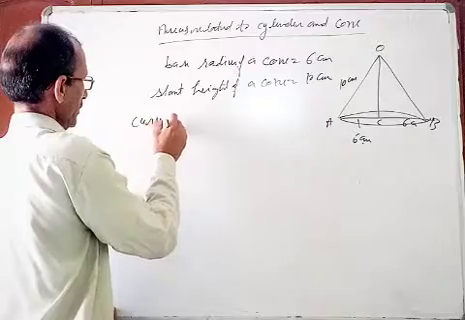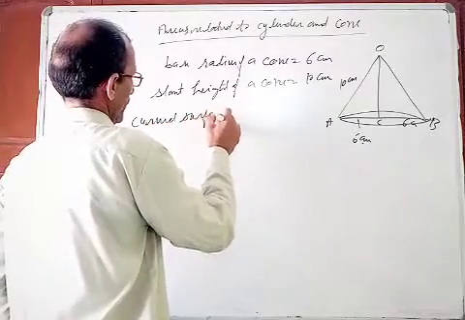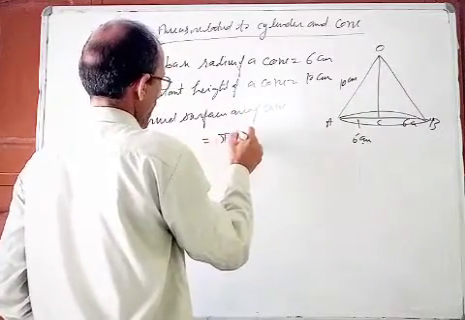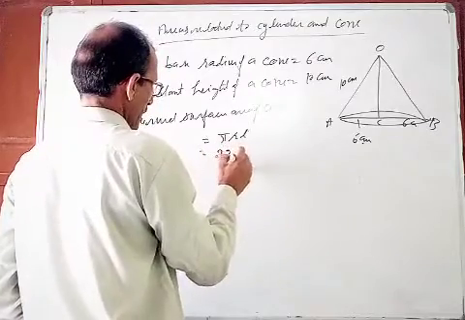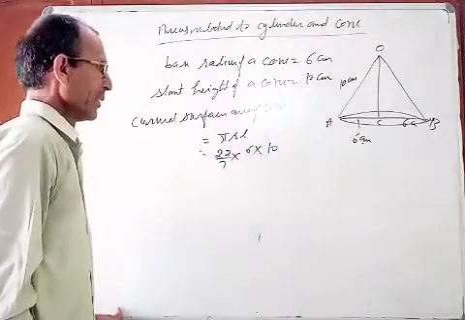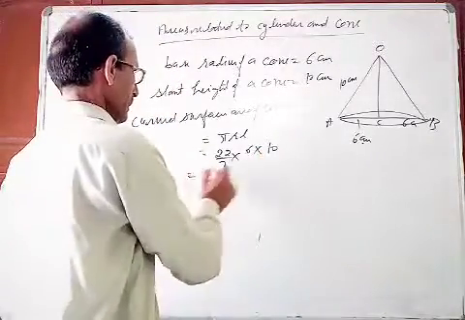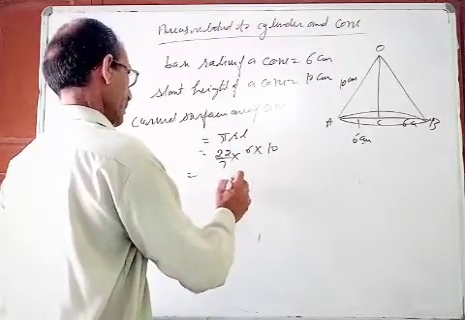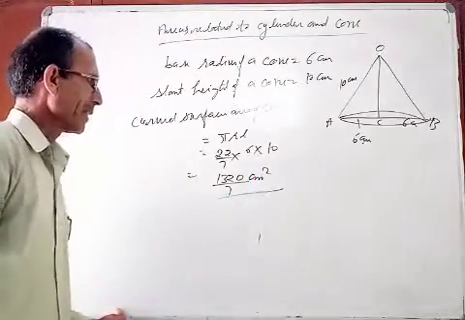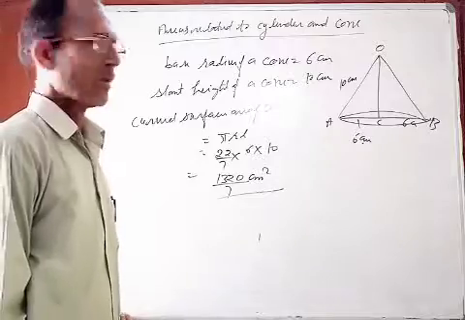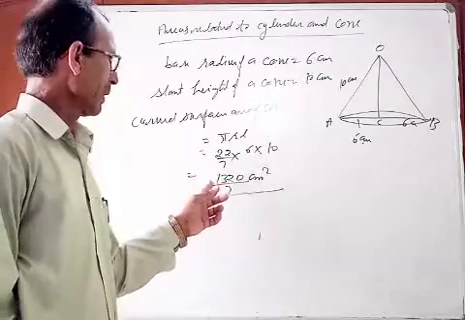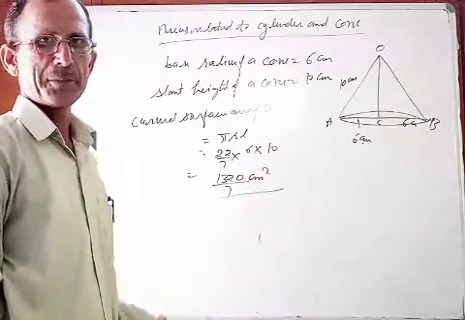Curved surface area is pi RL. 22 by 7, radius is 6, slant height is 10. So multiply that. This is the lateral surface area of a cone in square centimeter. Multiply them, 10 6 are 60 and you multiply by 22. So 1320 by 7 square centimeter.